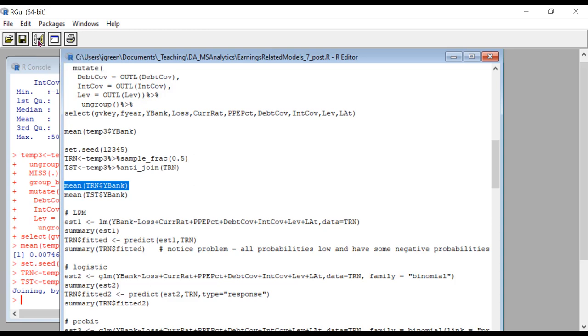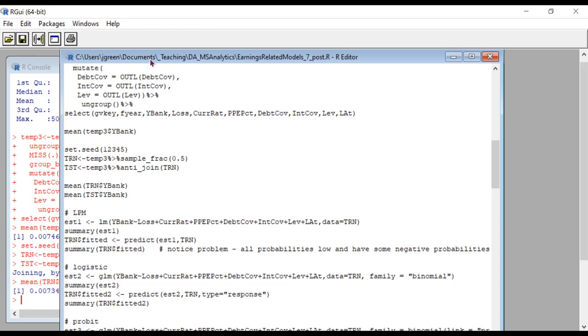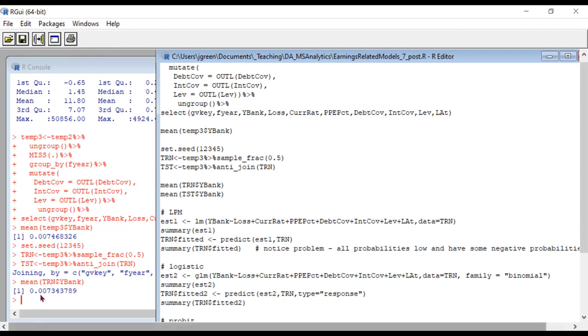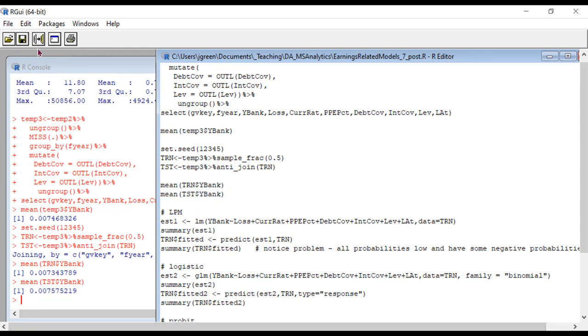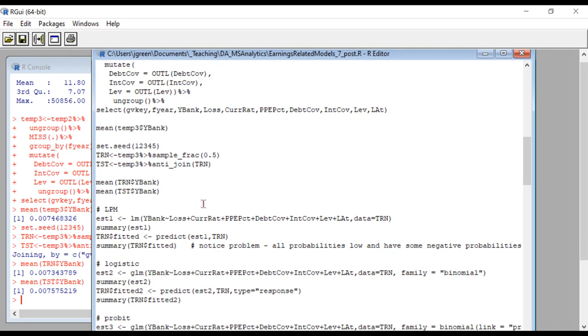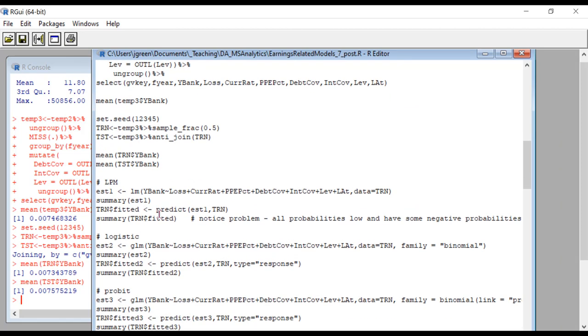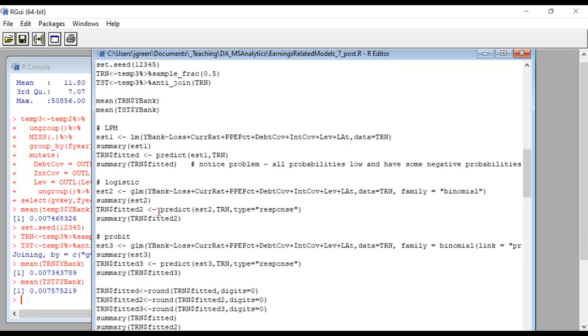Let's just check that we got a random sample, that the bankruptcies sort of got randomly assigned. So in the training data set, we're still at about 1% rounded, and in the testing data set, about 1%. So we got a random assignment of the bankruptcy observations. So once we have that, let's go ahead and try and create some models.